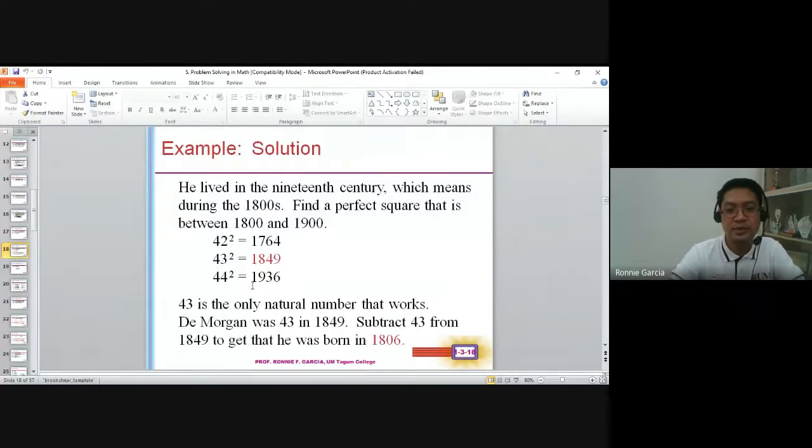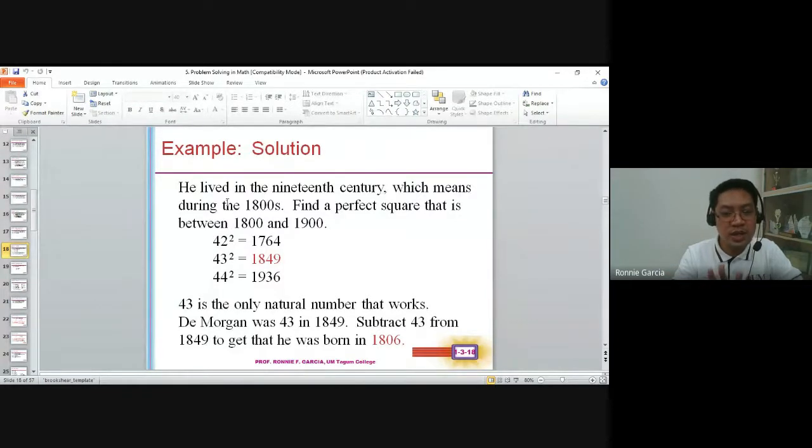This is how to solve the problem. Everybody please listen. The reason it says 19th century is a clue that your answer should be between 1800 and 1900. But he gave a more important clue: he was X years old in the year X squared. So it's a perfect square. Square all the numbers, and the result should fall within 1800 to 1900.